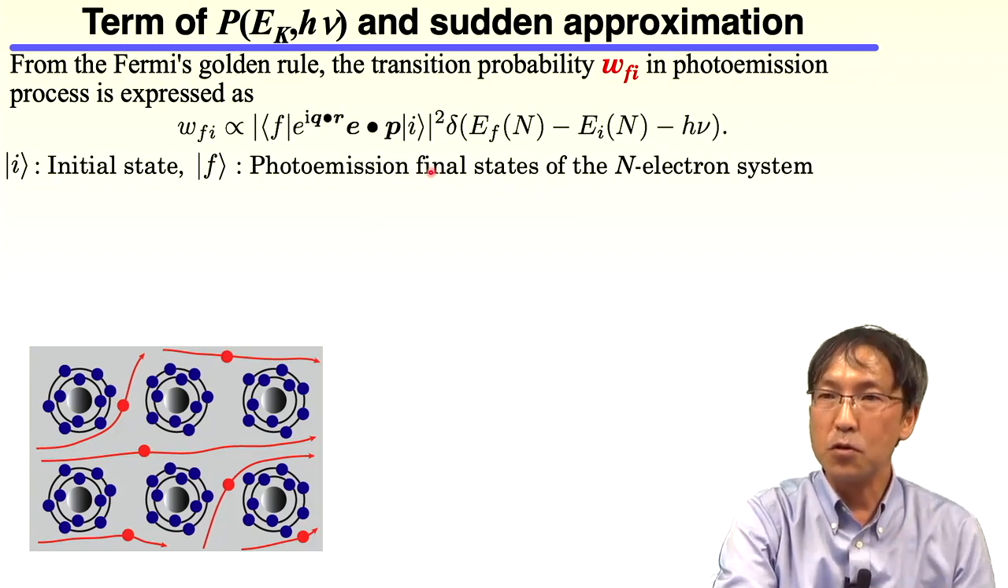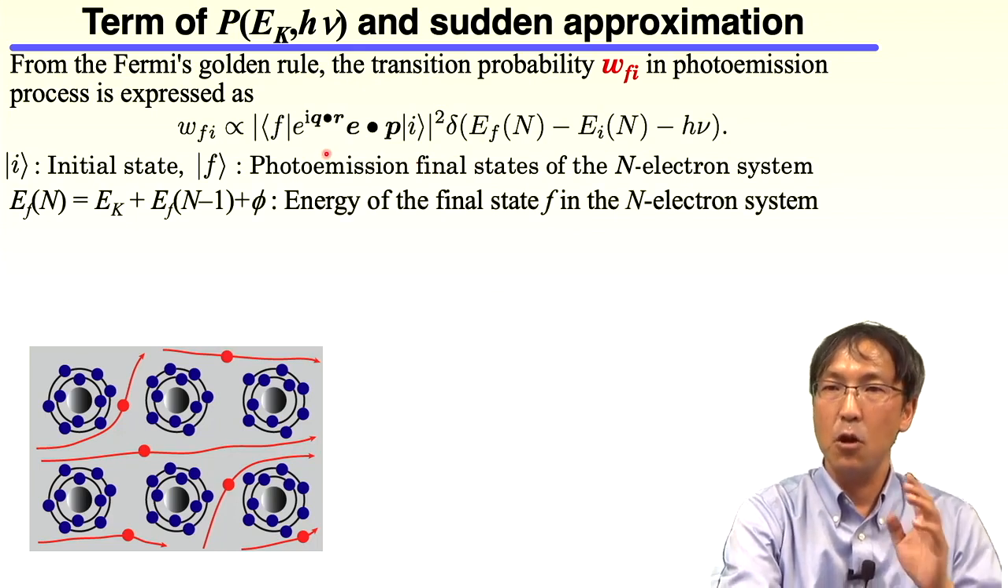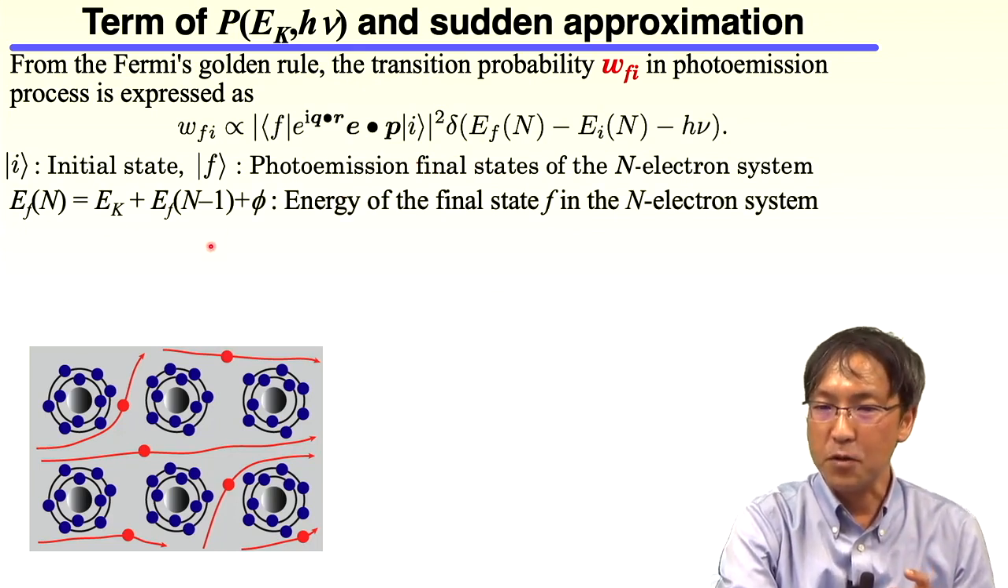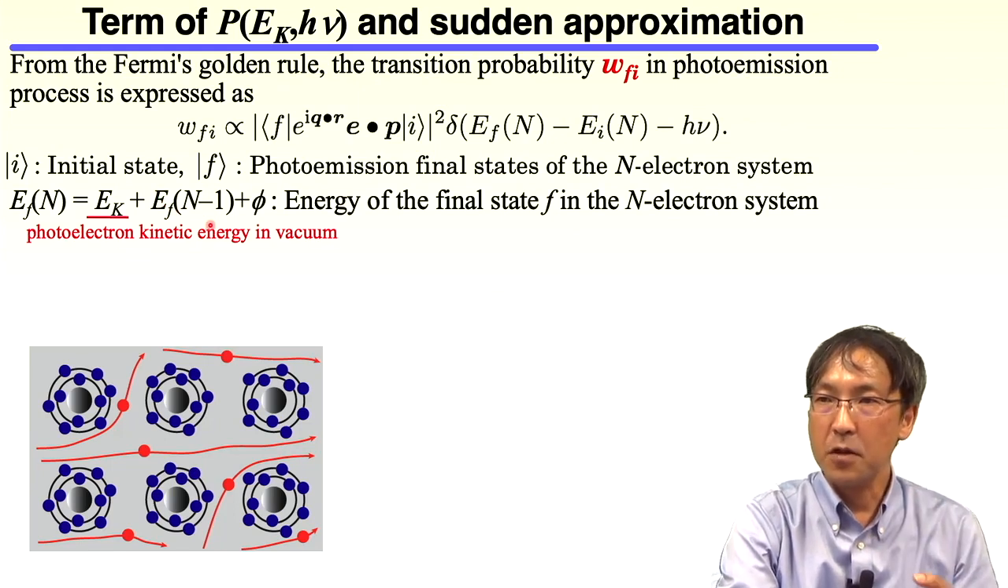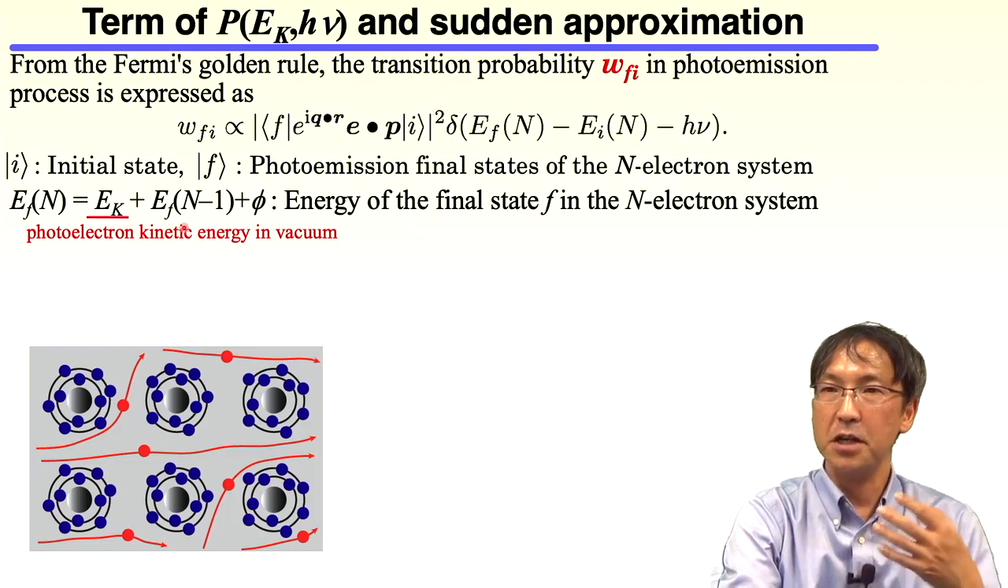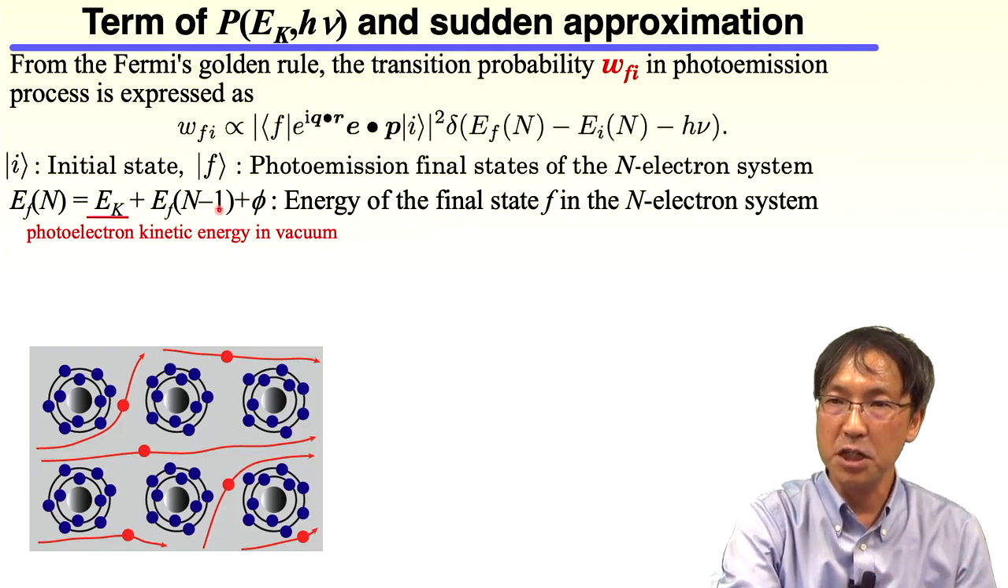Then the total electron energy of the final state is expressed by using this formula, namely that is the sum of the photoelectron kinetic energy in vacuum, the work function, and the total electron energy of the residual N-1 electron system.